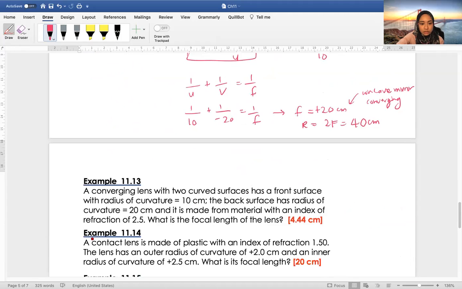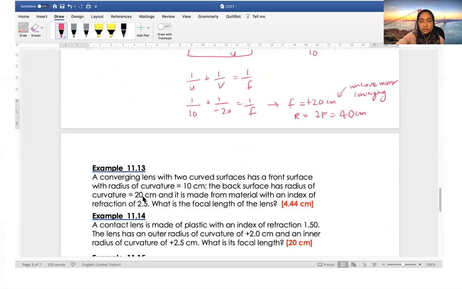Okay, the next question is about lens. So let's continue with our slide.